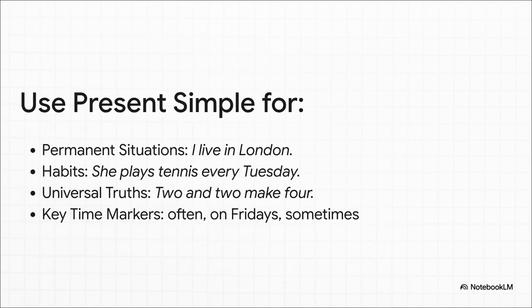So you'd say, I live in London. That's your permanent situation, your home. Or she plays tennis every Tuesday. That's her habit, her routine. These are the fixed, solid points in your story. And you gotta watch for those little signal words like often or sometimes. They're like blinking lights on your dashboard telling you, hey, use this control.